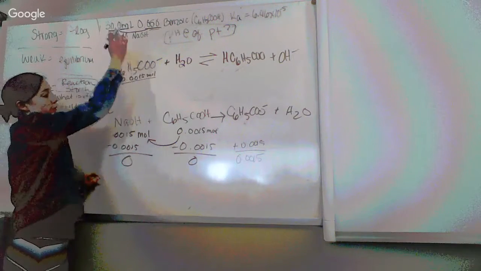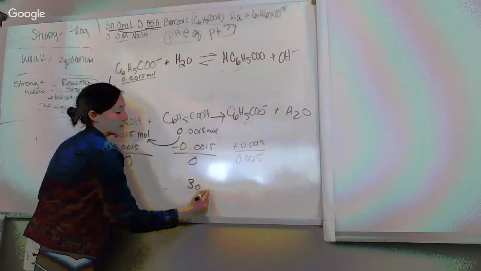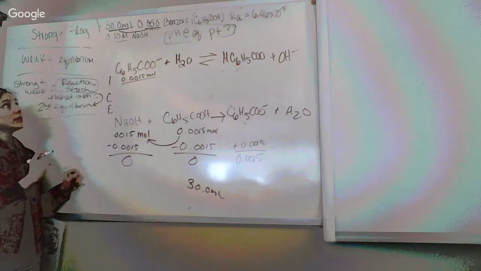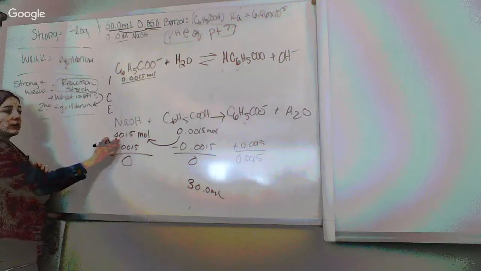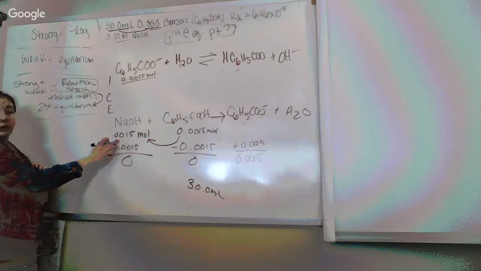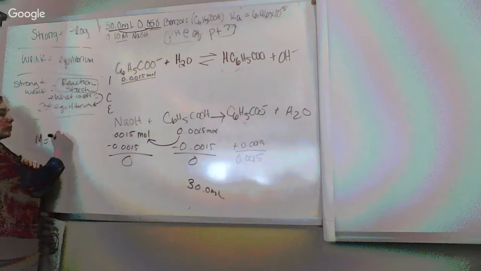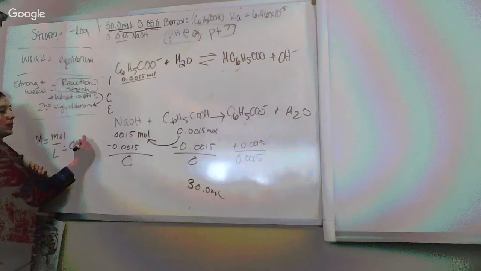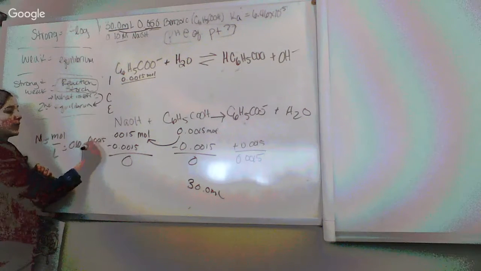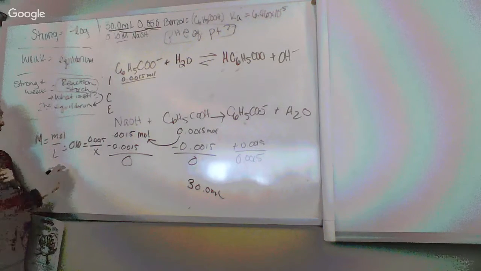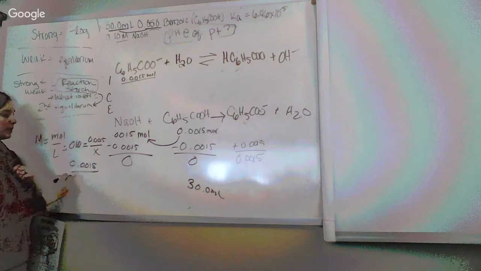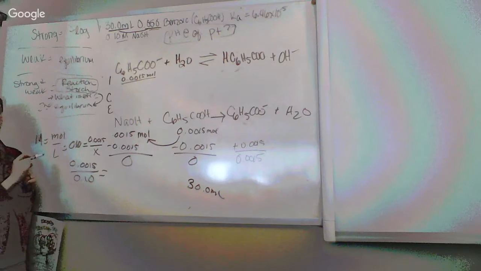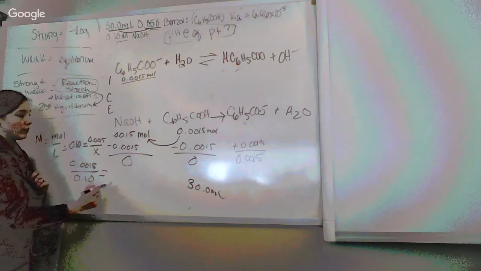I know I'm going to have 30 milliliters of this one, but I'm going to have to figure out how many milliliters it took to take my 0.10 molarity to 0.0015 moles. So remember, your molarity is equal to moles over liters, and my molarity is 0.10. My number of moles was 0.0015, and I need to solve for my x. So 0.0015 divided by 0.10 gets me what? 0.015. So I got 15 milliliters here.